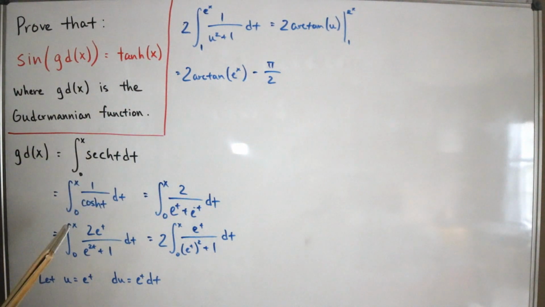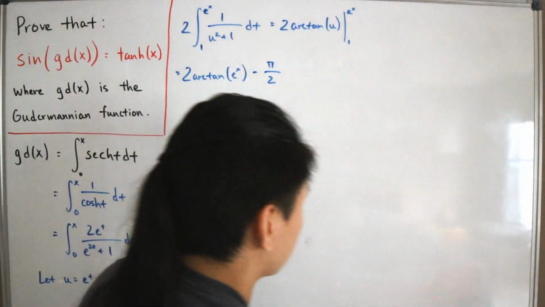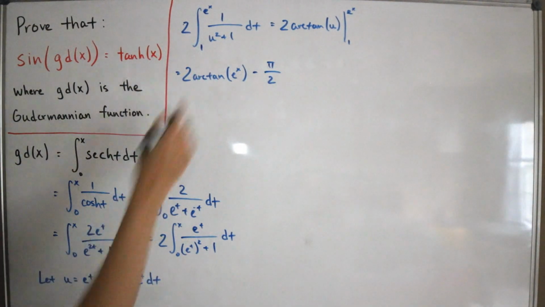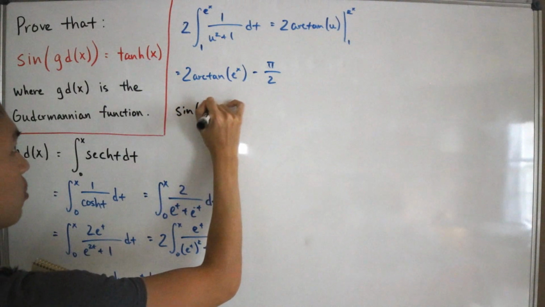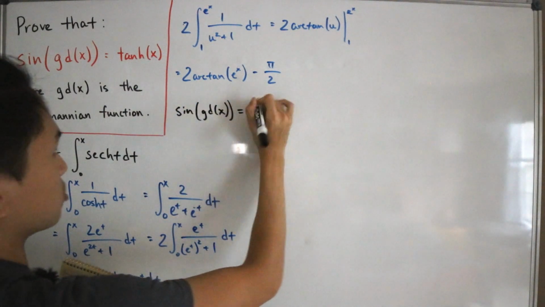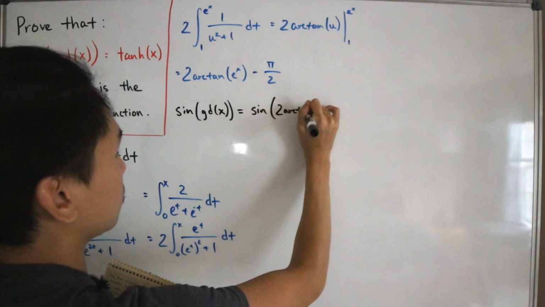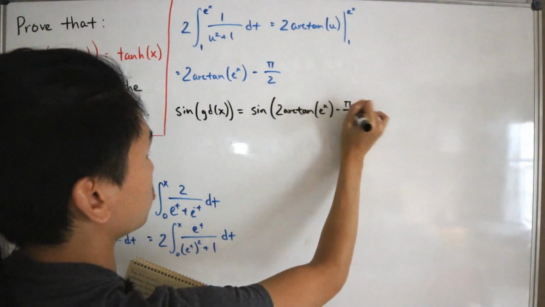So with this, now we can get to the real meat of the video and verify the following identity over here. To start off, of course, we'll just substitute in the value that we just evaluated. So sine of gd x, we're going to replace the gd x with our answer that we evaluated. So let me start from the very beginning over here. Then we substitute: sine of 2 times arctan of e to the x, and then subtract pi over 2.